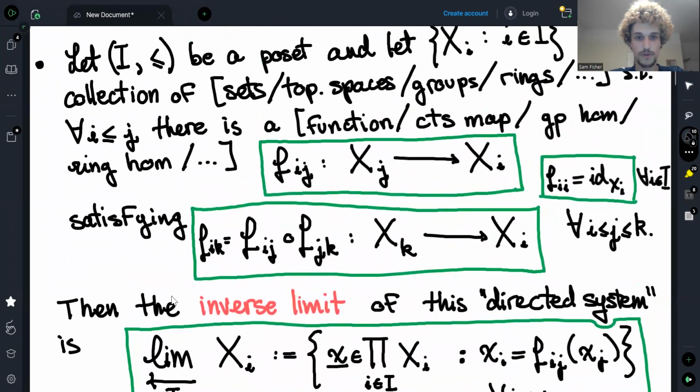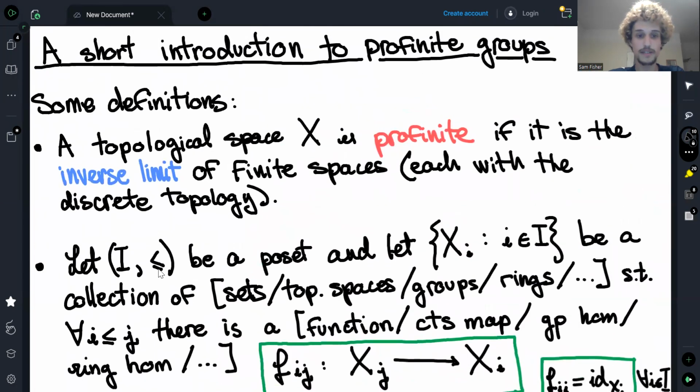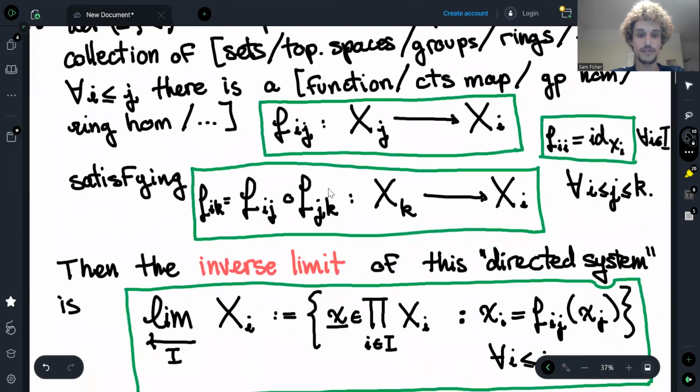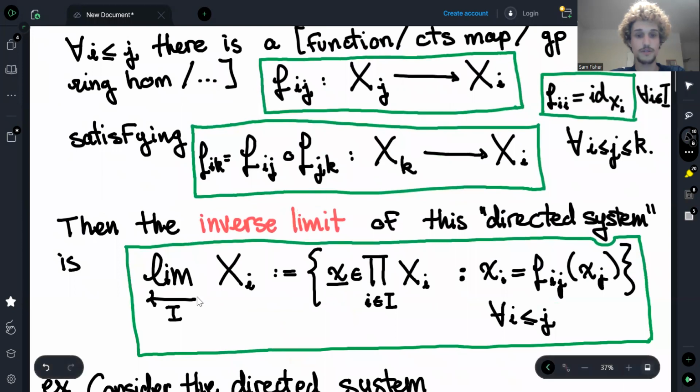Okay, so now we can go back to the definition of a profinite space. You're a profinite space if you are the inverse limit of finite spaces, where you have some big directed system of finite spaces, all of them with a discrete topology, and you take the inverse limit and you get some space x, which is the inverse limit. And of course, the way to topologize this limit is just giving it the subspace topology of the product.